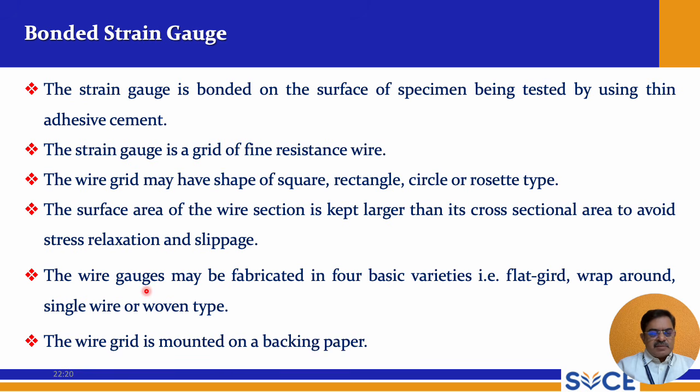The wire gauges may be fabricated in 4 basic varieties, that is flat grid, wrapped around, single wire or woven type. So the wire grid is mounted on a backing paper.